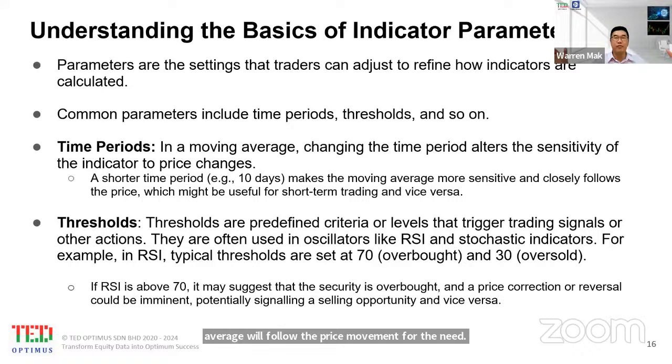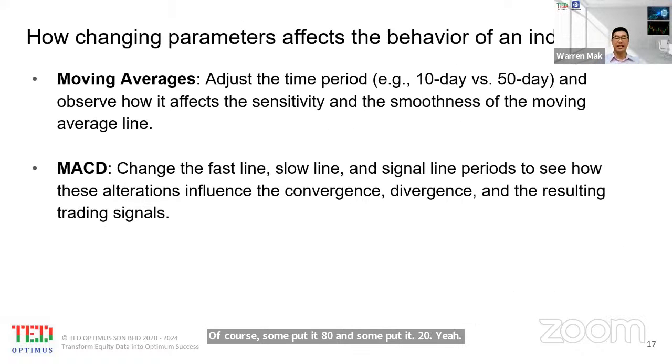Maybe a 200 period moving average, you can hardly see price follow any single day or any single week. Not like a 5 MA, which will follow almost every single part. Another is the threshold. If you use RSI and stochastic RSI, you will see a threshold of 70 and 30. Just now I showed you overbought areas are mostly 70 and oversold are 30. Of course, some put it at 80 and some at 20. So we will talk more about this adjustment.